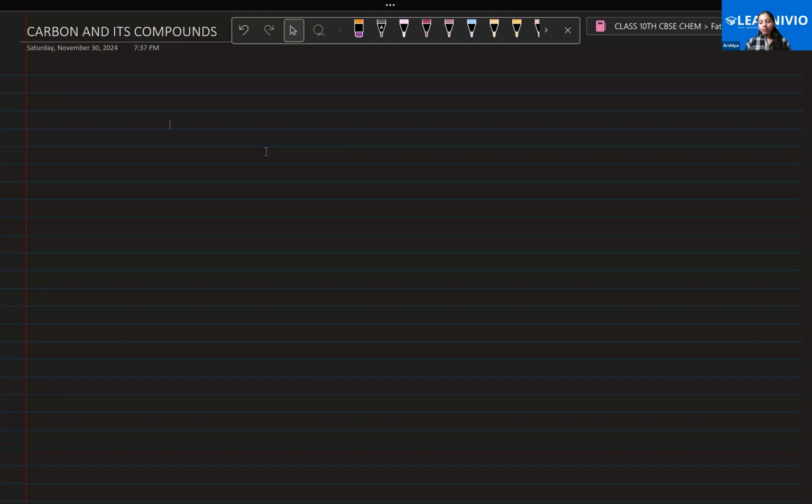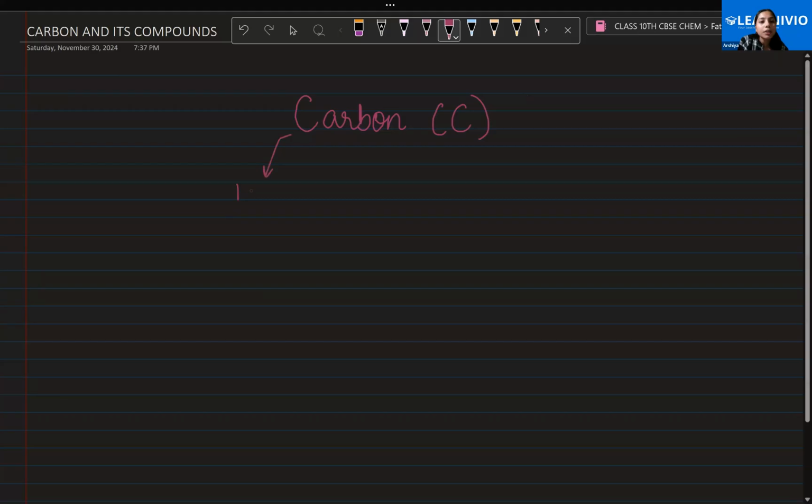So let me give you a brief about this chapter. From the name only, you can guess this chapter is going to be related to carbon. First we'll study a little about carbon. Carbon is a naturally occurring element. It's not manufactured by humans, and the symbol for carbon is C. It's a non-metal.